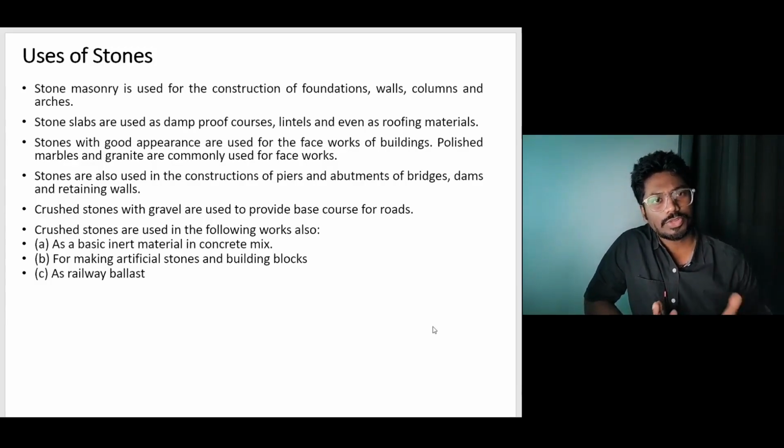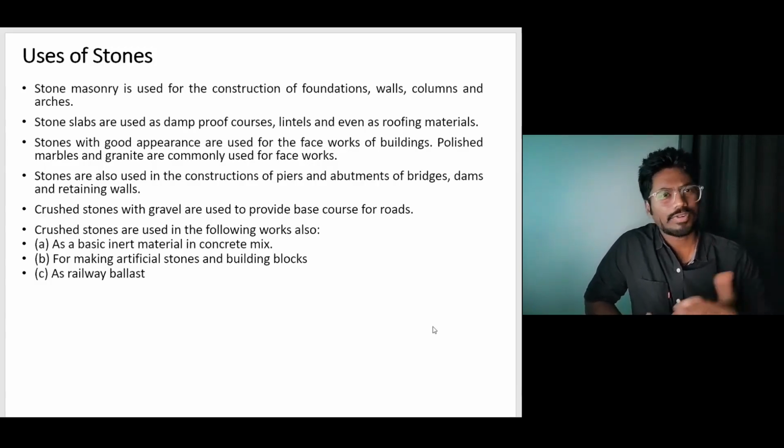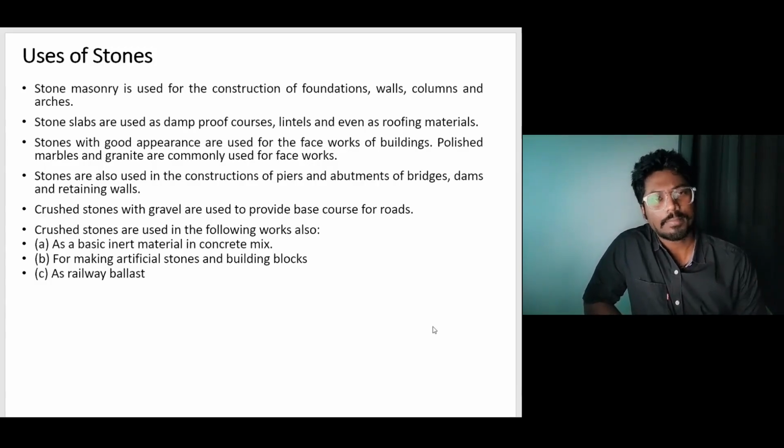Good stones with a uniform color, uniform grain and a much more homogeneous look can be used as face stones because they exhibit a much more pleasing aesthetic look compared to stones which are much more non-uniform in nature. Crushed stones are also used in construction of piers, abutments of bridges, dams and retaining walls. These are different applications where stones can be used and have been used previously.